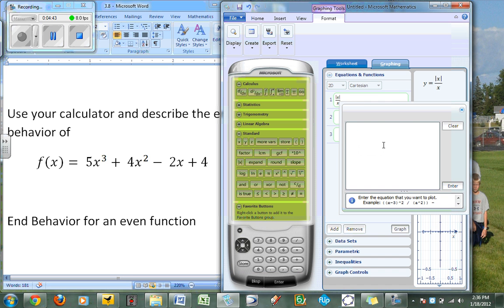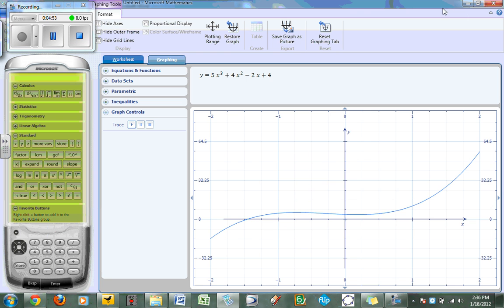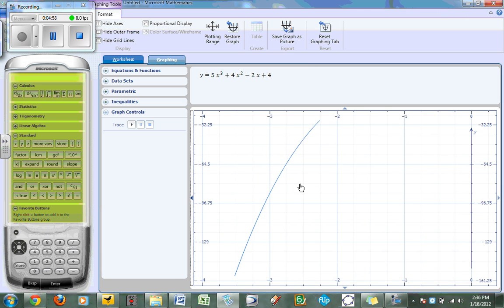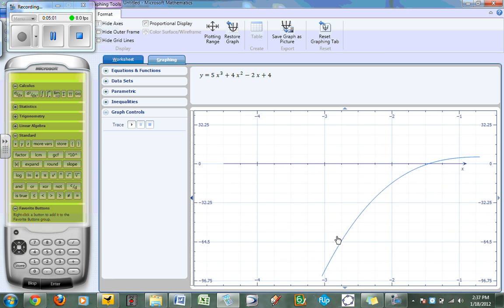Let's get rid of this guy and let's type that in: 5x cubed plus 4x squared minus 2x plus 4. And let's graph that guy. The end behavior is what it's doing as x is getting closer and closer to infinity, so as x keeps getting bigger and bigger.